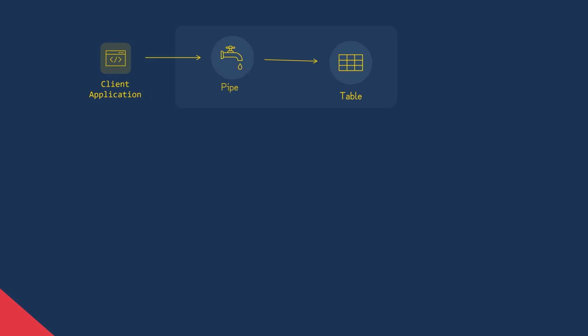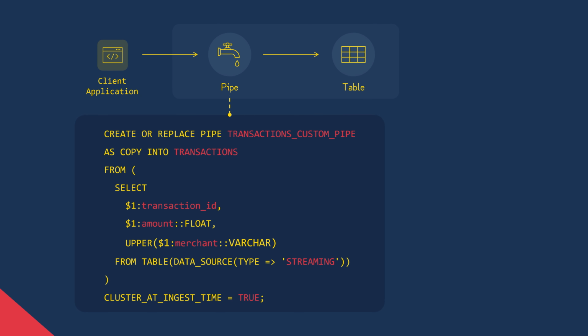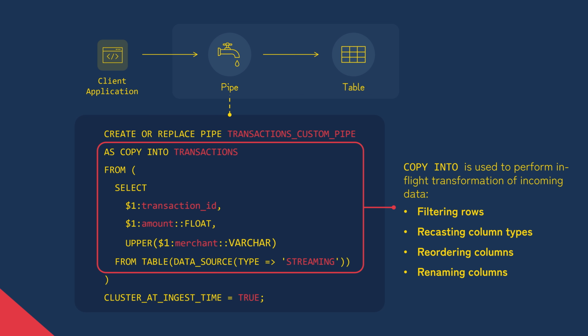This is the second type of pipe, which you can create yourself using the create pipe command. Because it's row-driven and not file-driven, we don't include the auto-ingest parameter or the from stage clause. Instead, in the from clause, we use the data source table function with the type argument set to streaming. You choose to create your own pipe when you need capabilities the default pipe doesn't support. One of the big ones is we can apply in-flight transformations using the copy command syntax.